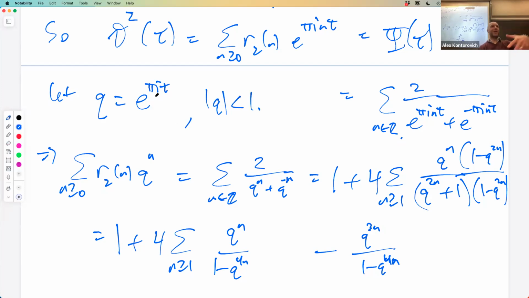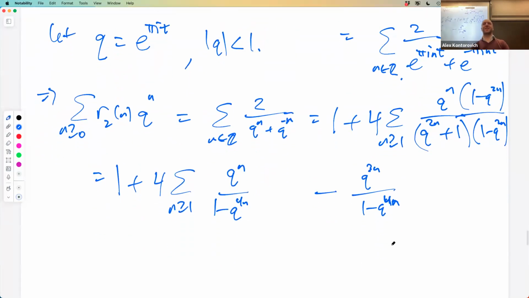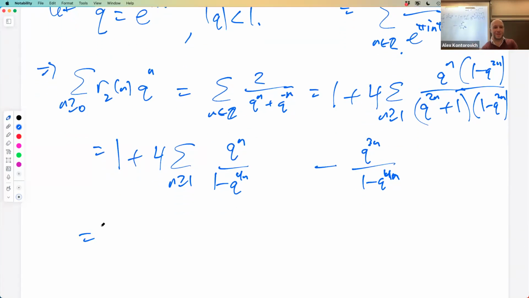Because there's an e to the minus something. Okay, so that's why I want to write it like this. Now, 1 over 1 minus alpha has a series expansion. It's a geometric series. This is 1 plus 4, a sum over n greater than 0, and there's a q to the n.